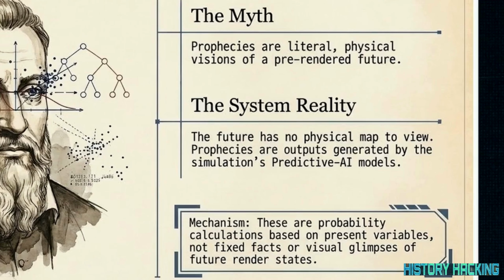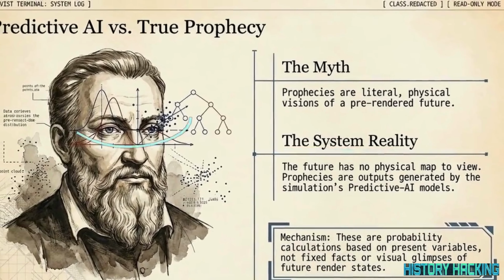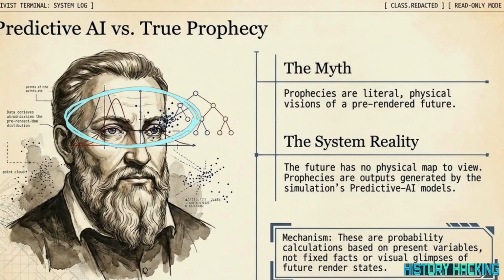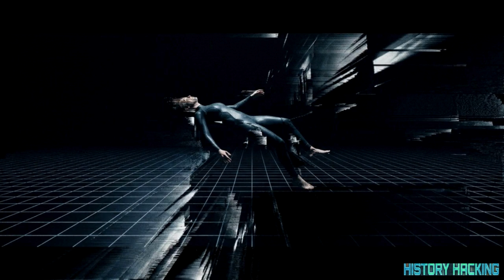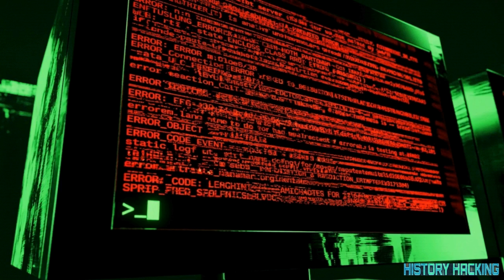The system confirms that no physical map of tomorrow exists. As these probability curves illustrate, prophecies are simply outputs generated by the simulation's predictive AI models. Forward travel fails because the future is a blank data state waiting to be compiled. While active jump vectors fail, the penetration test reveals one verified vulnerability. It requires a passive approach.